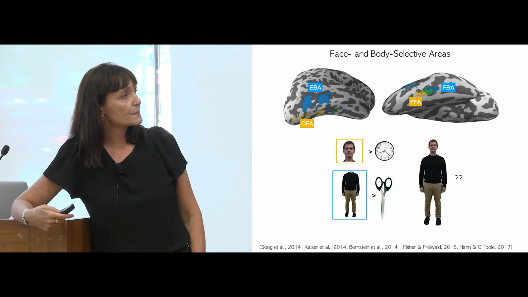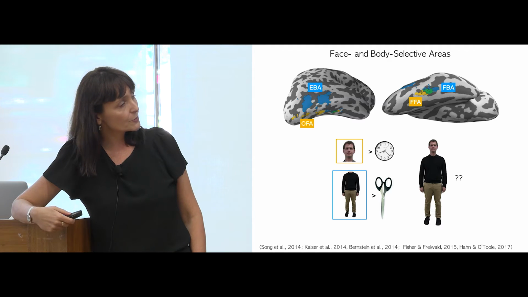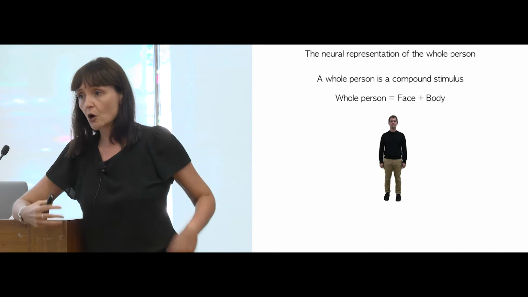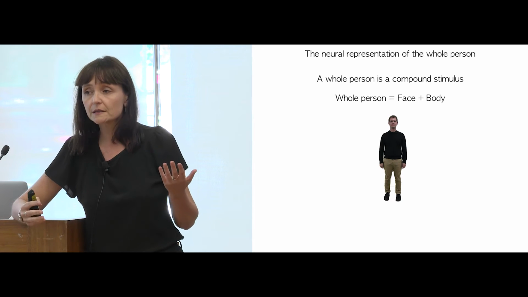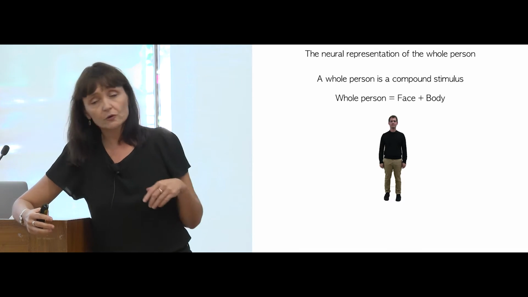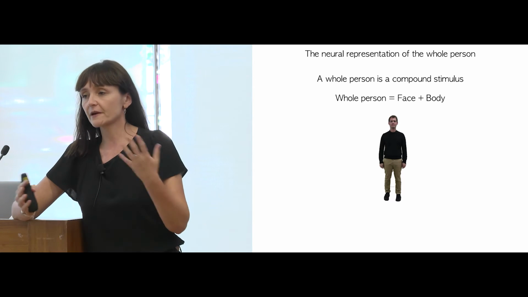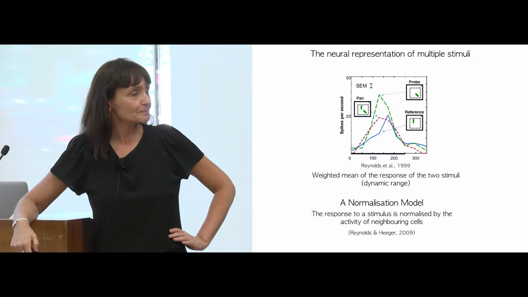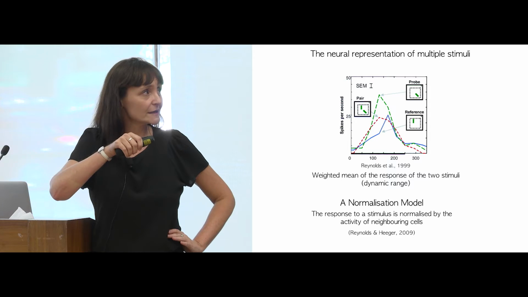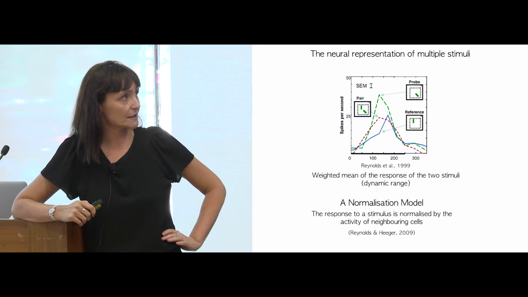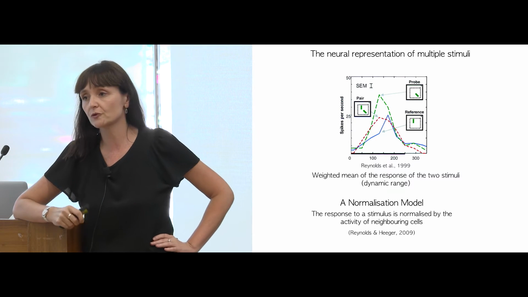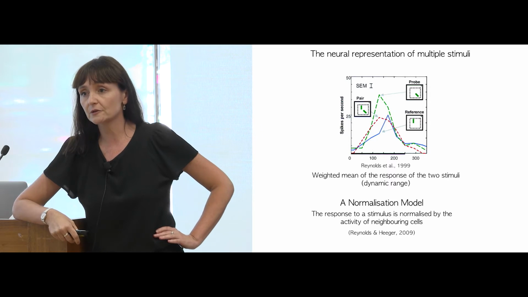And because the whole person is composed of two stimuli, a face and a body, each of which is represented in a different area, we can think about the whole person as a compound stimulus composed of a face and a body, and then study the neural representation of the whole person in the same framework that has been used to study the neural representation of multiple stimuli. So these are very beautiful data from two decades ago. This is a single unit recording study in early visual cortex that looked at the representation of multiple stimuli.